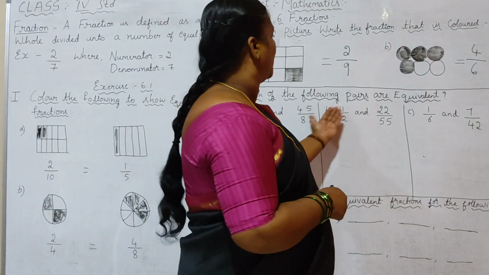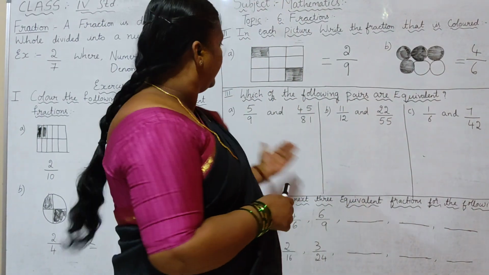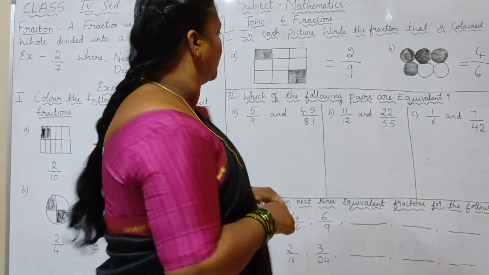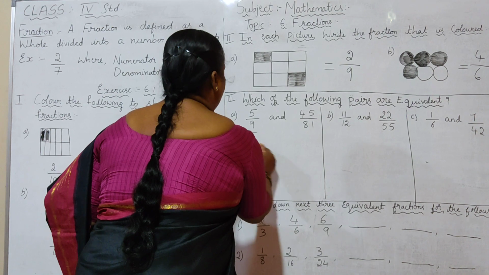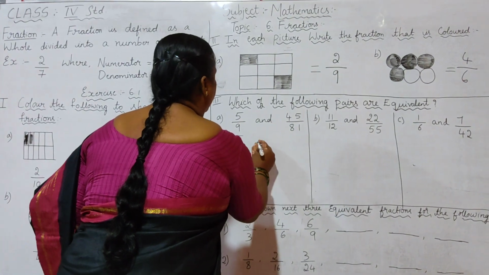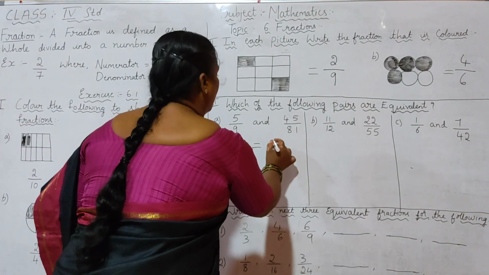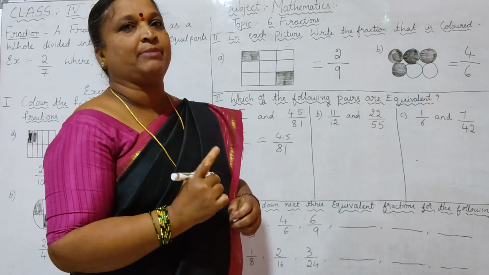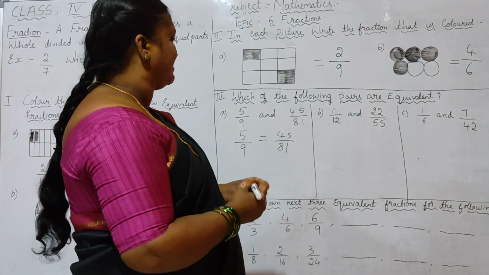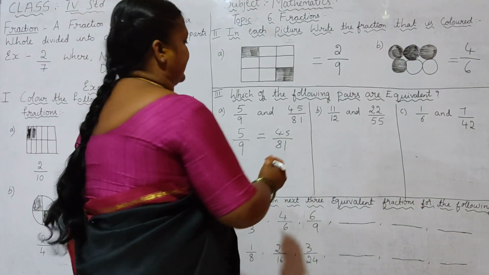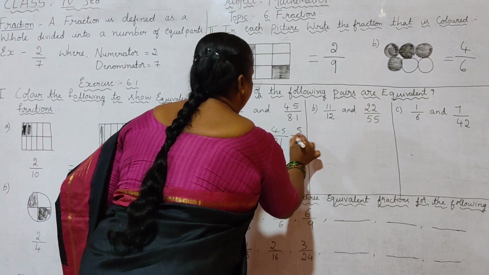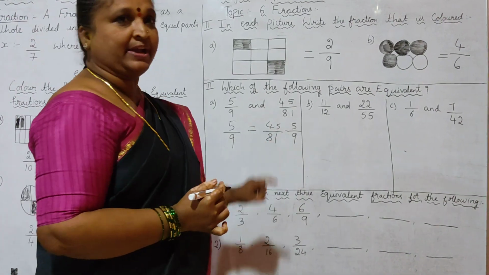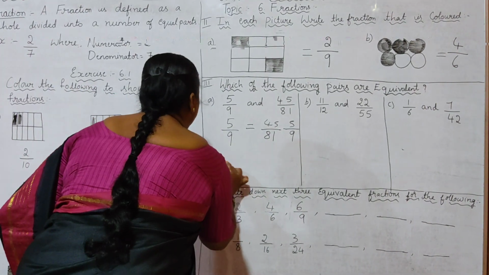Which of the following pairs are equivalent? Here 2 fractions they gave. We want to see which are equivalent. So here we write 5 by 9 is equal to 45 by 81. In the single table, we divide this. 9 ones are 9, 9 fives are 45, 9 nines are 81. So here 5 by 9, so this is equivalent.